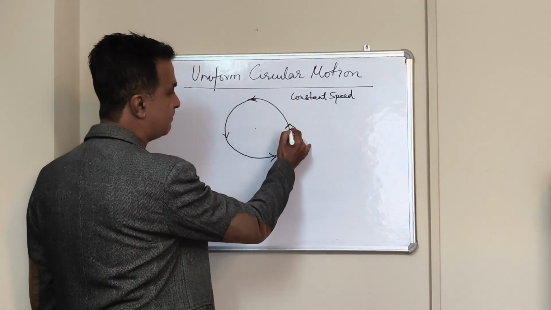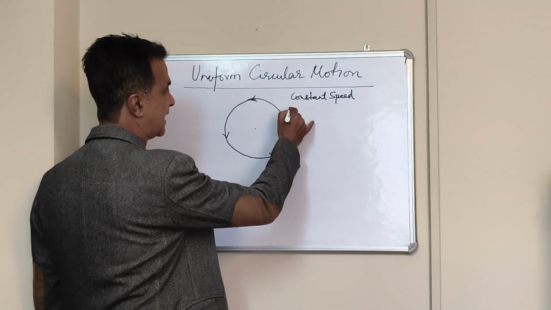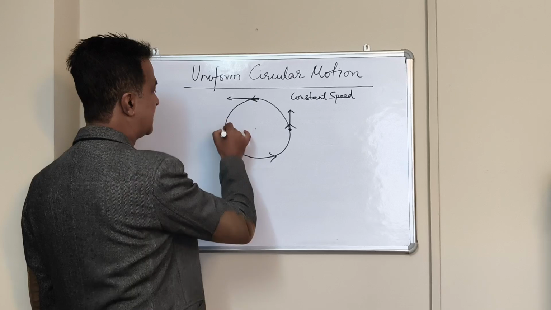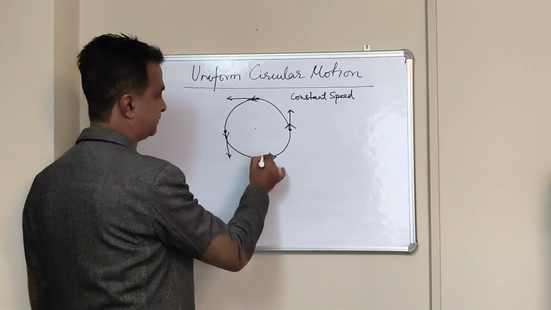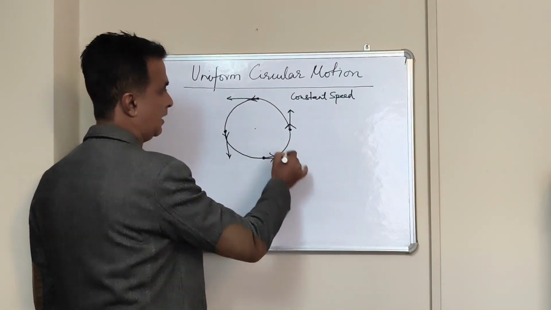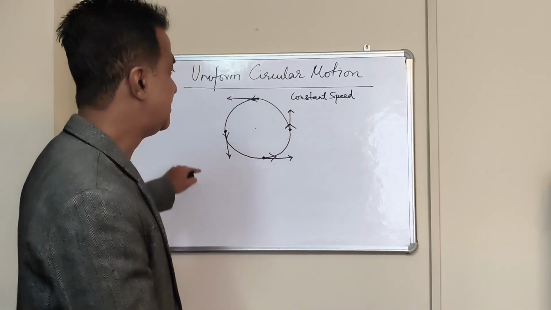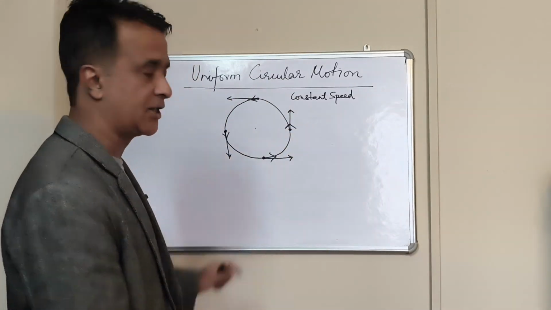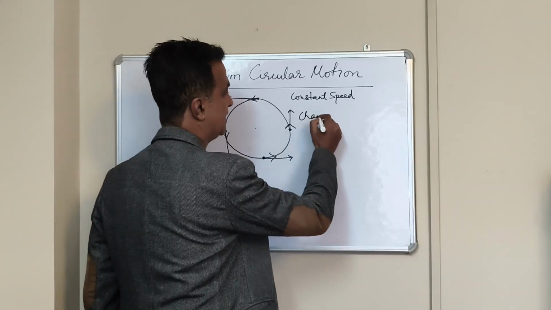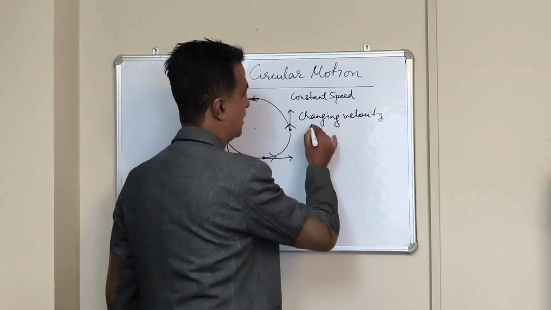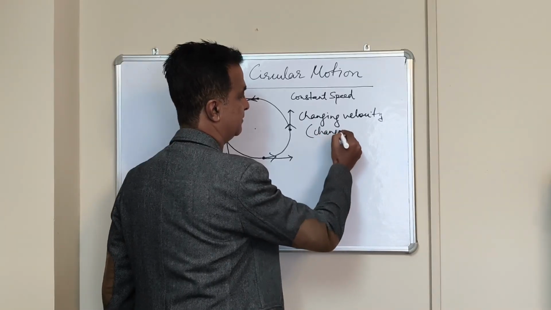Now, the direction at any point, supposing I take a point here, is tangential. So here also, this is the direction. It's tangential basically. So even though the speed is constant, the velocity keeps on changing. Why? Because of the changing direction. So we have changing velocity.